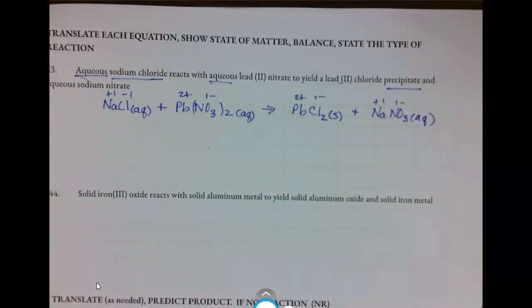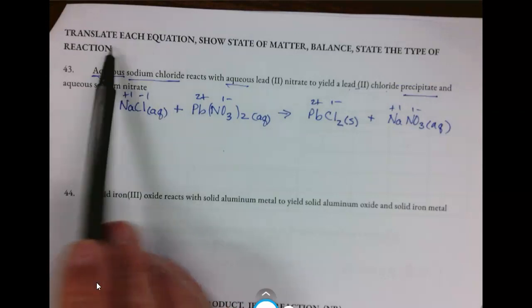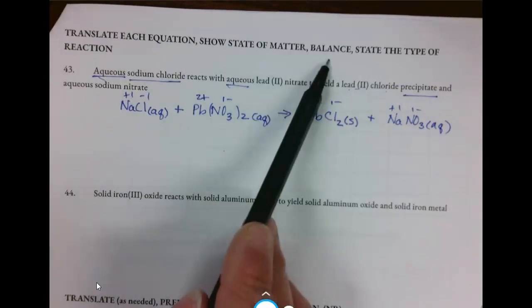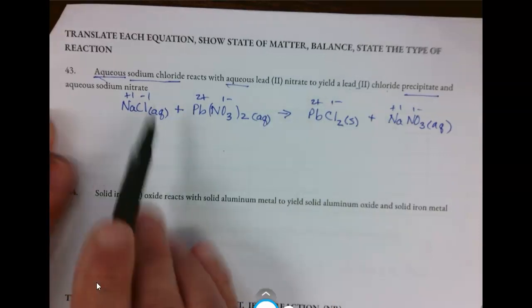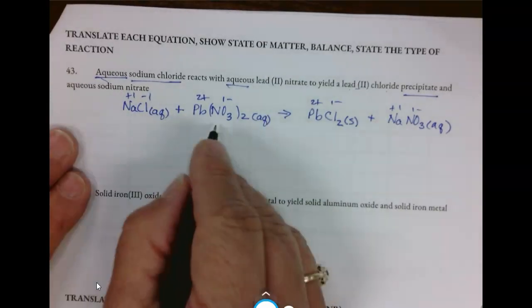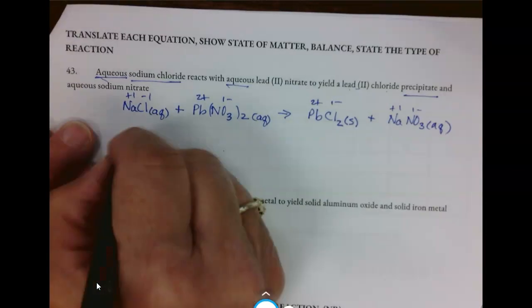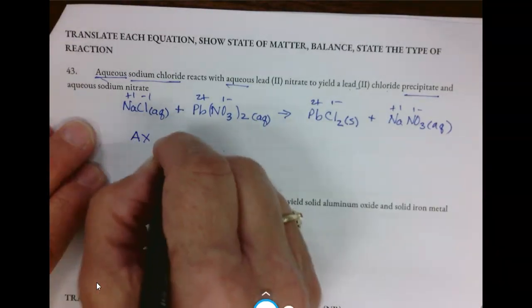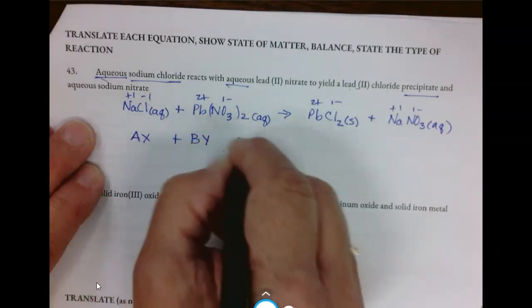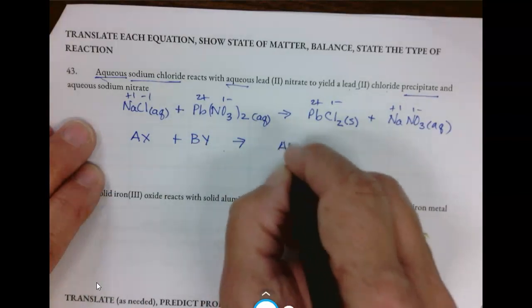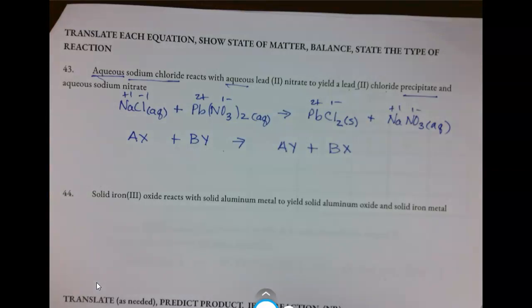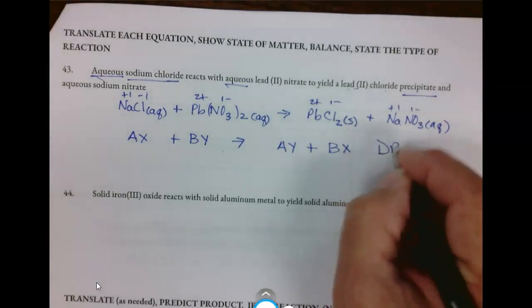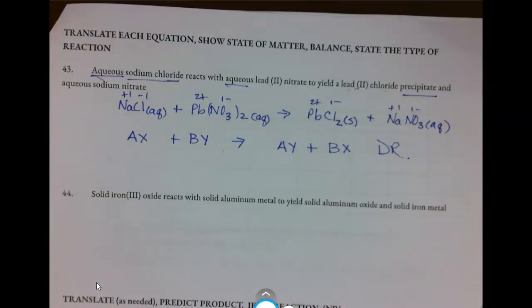Okay, so you've translated it. We've stated the matter. Now you need to balance it and tell what type of reaction it is. So again, you have a compound here and a compound. They switch places. So this is like AX plus BY, in which they switch, and now it's AY plus BX. Okay, so this is going to be a double replacement. The rest of it is balancing.